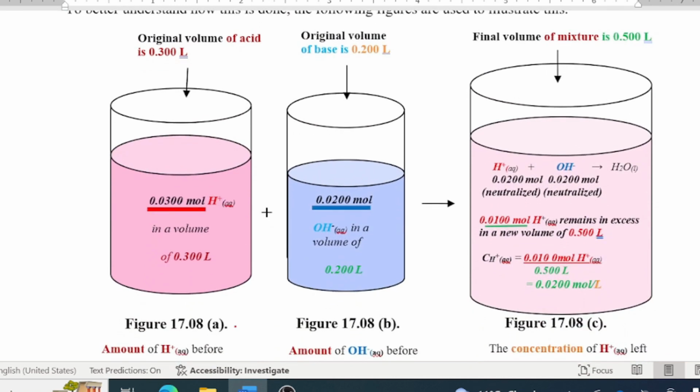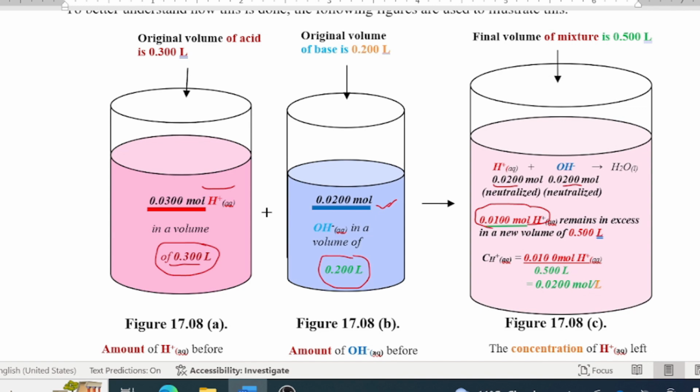Look. Initially, we had that number of moles of hydrogen ion in that volume. And now we're adding that number of moles of OH with this volume. Let's say I had a bigger container, and I took both of them and poured them into this container here. What will happen is that, like we said before, this 0.02 mole of OH ion will neutralize exactly 0.0200 mole of hydrogen ions. And this new amount of hydrogen ion will be left in excess.